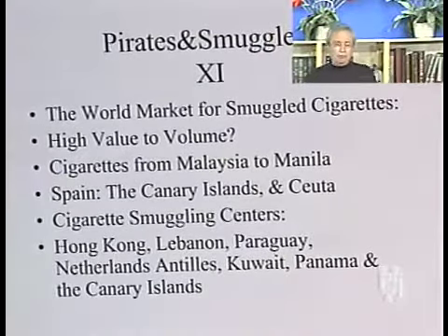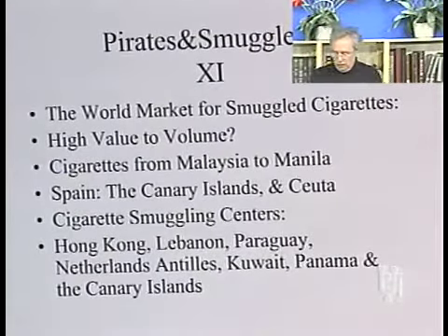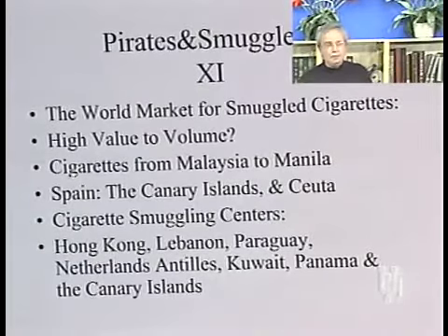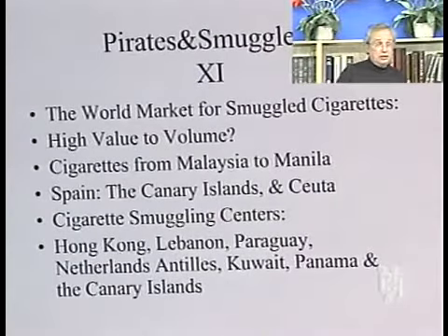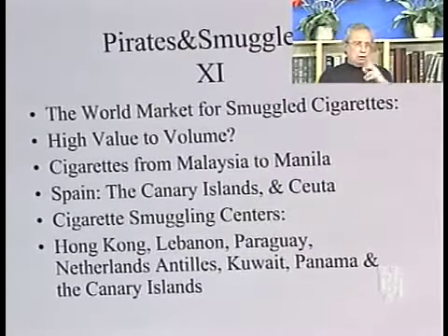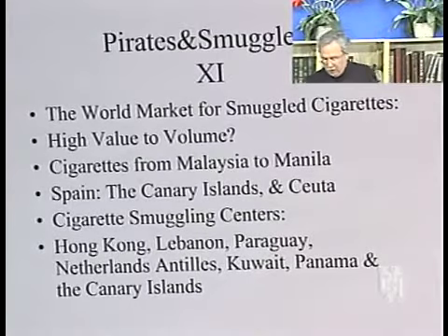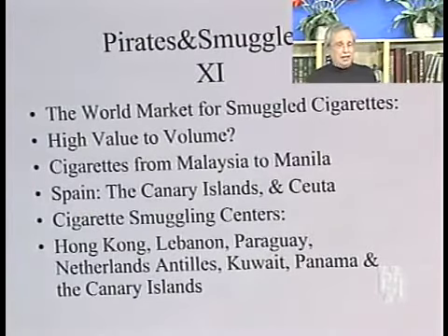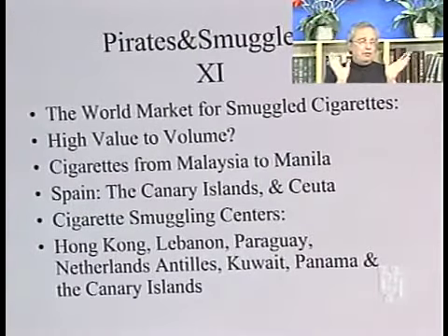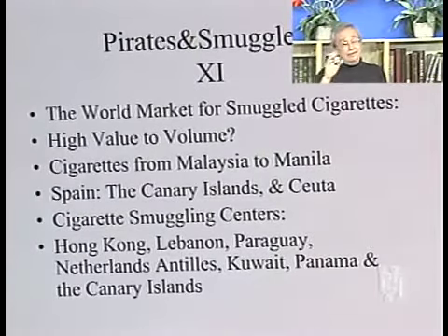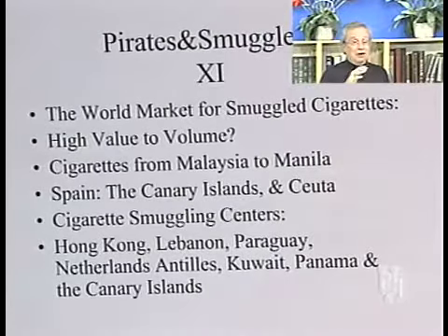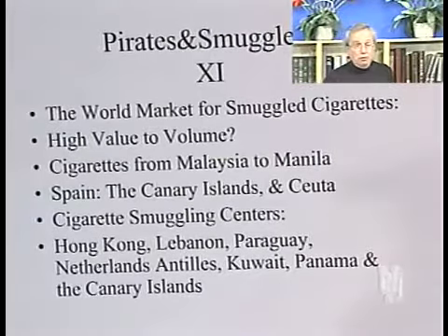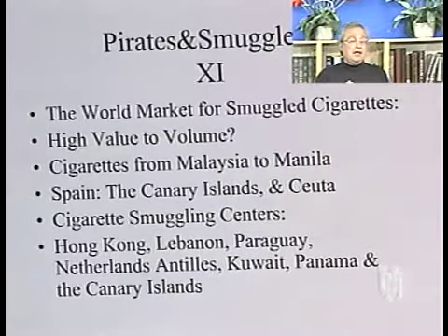Other centers for cigarette smuggling: Hong Kong, Lebanon, Paraguay, Netherlands Antilles. Netherlands Antilles, like we talked about, St. Eustatius. Curacao is another one. We'll come back to that one in the Caribbean. Kuwait in the Middle East, Panama and Central America, and the Canary Islands once again. Why do I give you this long list? Because they all fit the same pattern. They all essentially have free port systems, free trade zones.